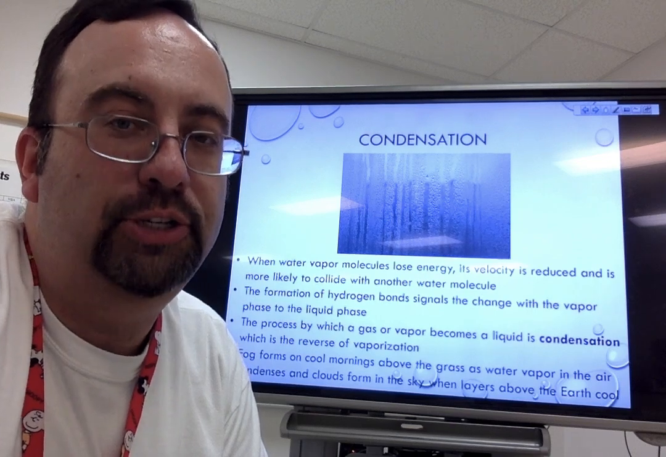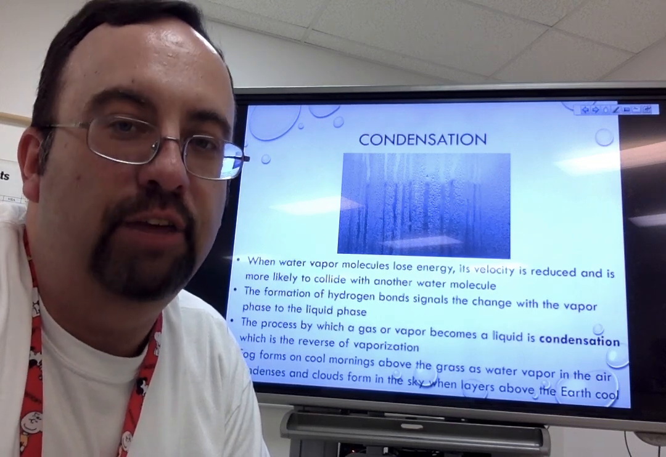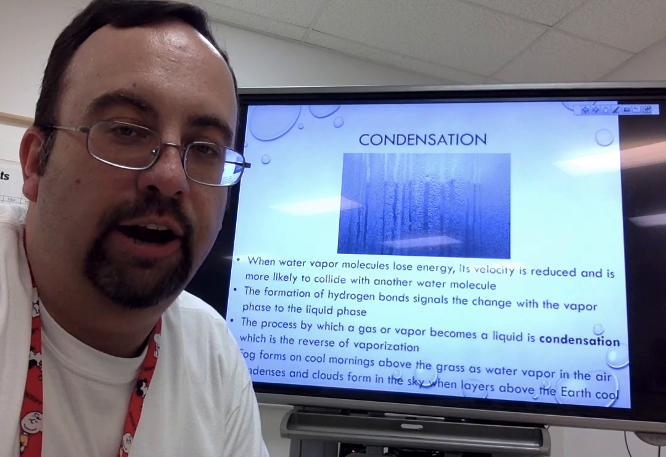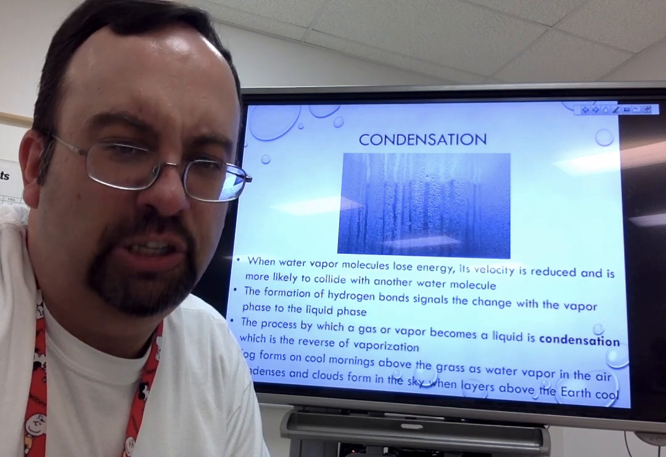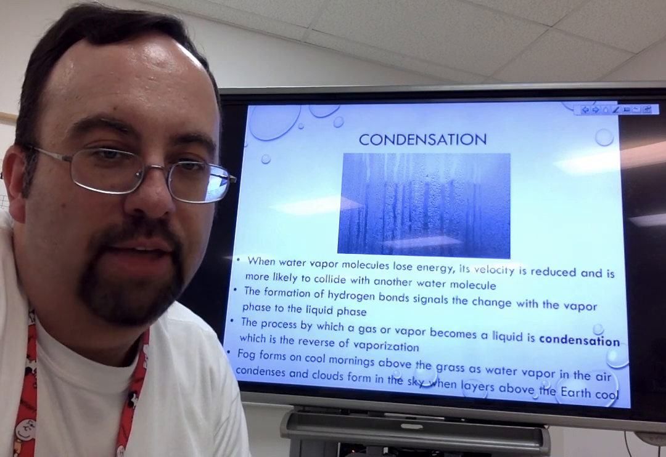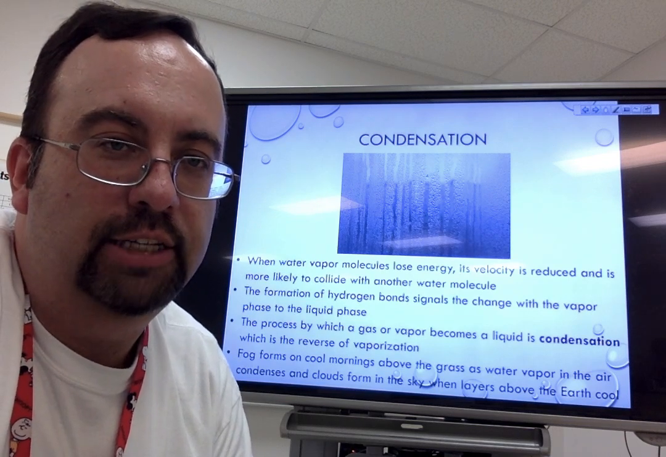And so you can also see this in the summertime. If you leave a drink out, you'll start to see the characteristic water droplets on the outside of the surface. And so this is also an example of condensation.